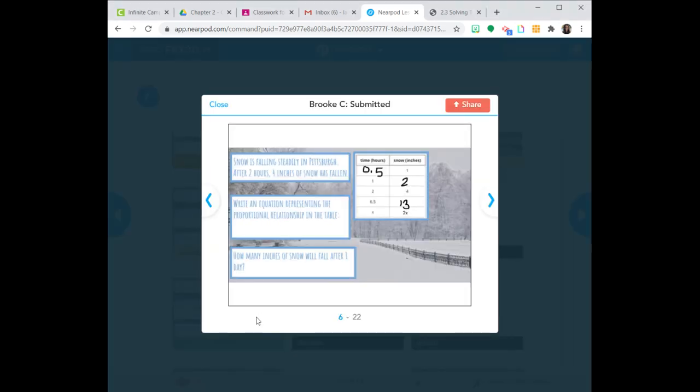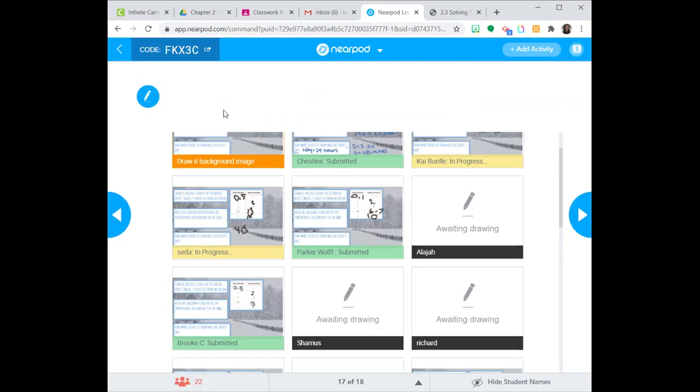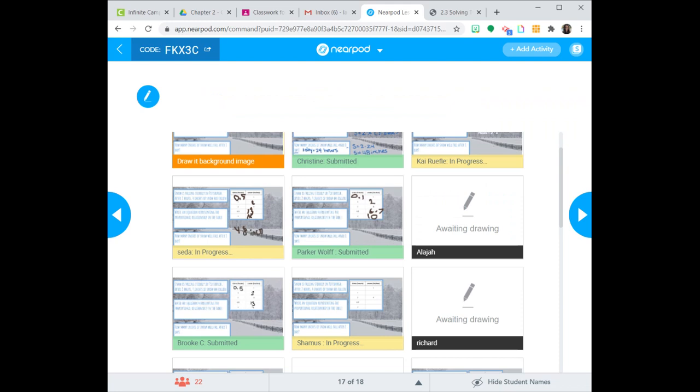Make sure we're answering all the questions. Fill in the table, write an equation representing the proportional relationship, and then figure out how many inches of snow will fall after 1 day. So I see some of you submitting it with just the table being done. There's 3 parts to this question. Table, write the equation, how many inches of snow after 1 day.